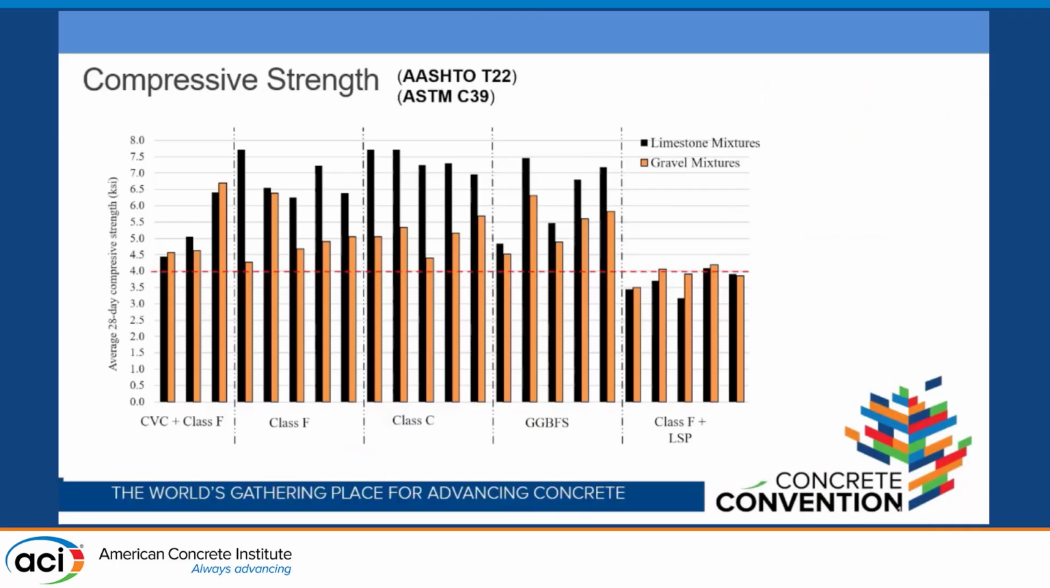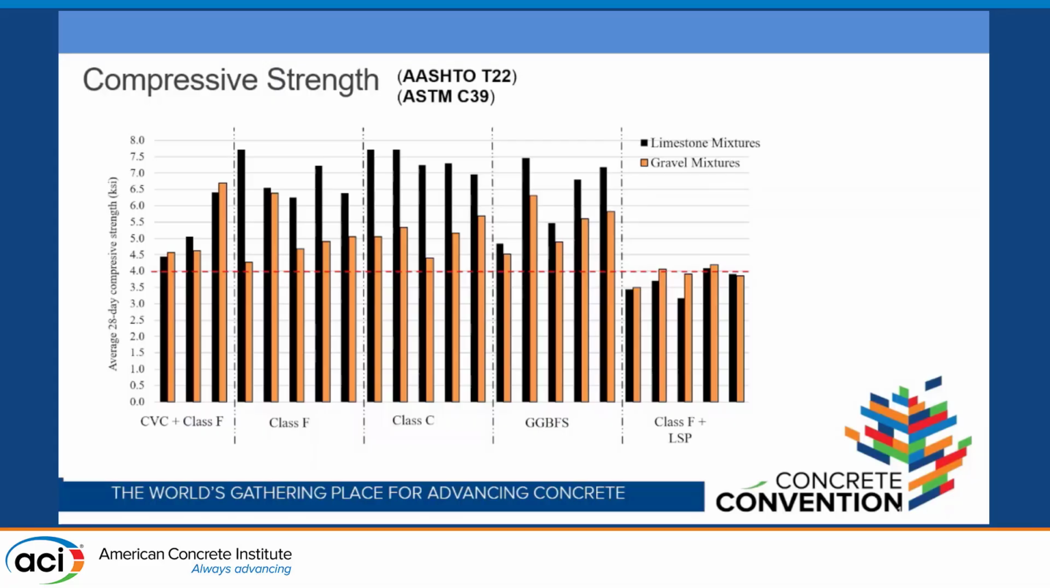We looked also at some mechanical properties like compressive strength. Every line here shows the mixtures with limestone in black and the ones with gravel in orange, and we looked at whether there is any real difference between different SCCMs. The only observation that is very clear is that the ones we had with class F and limestone powder showed the lowest compressive strength.